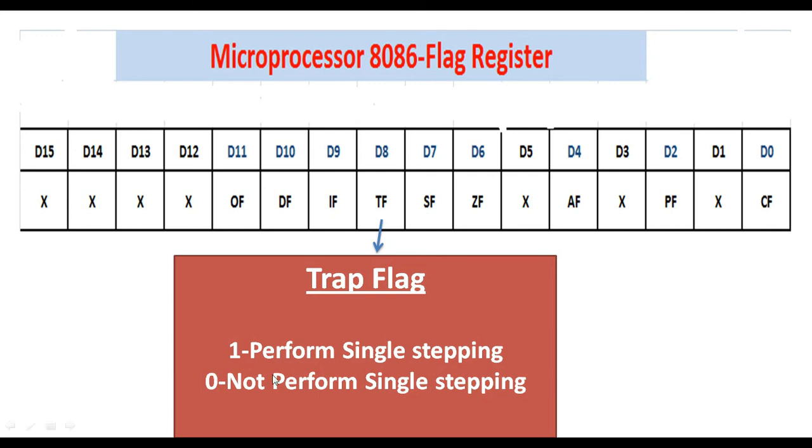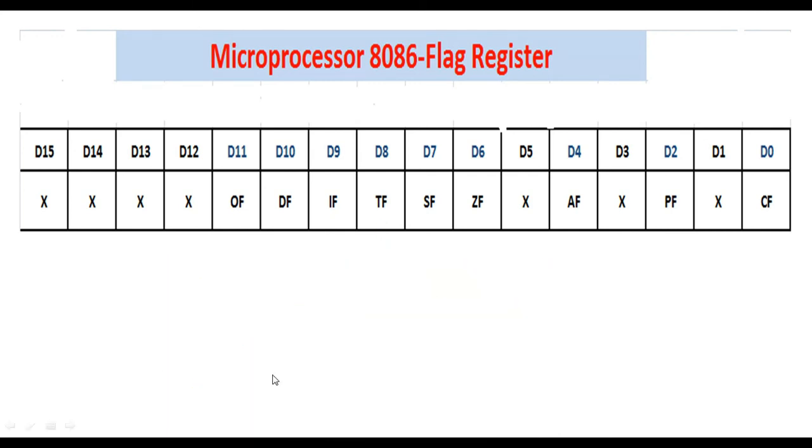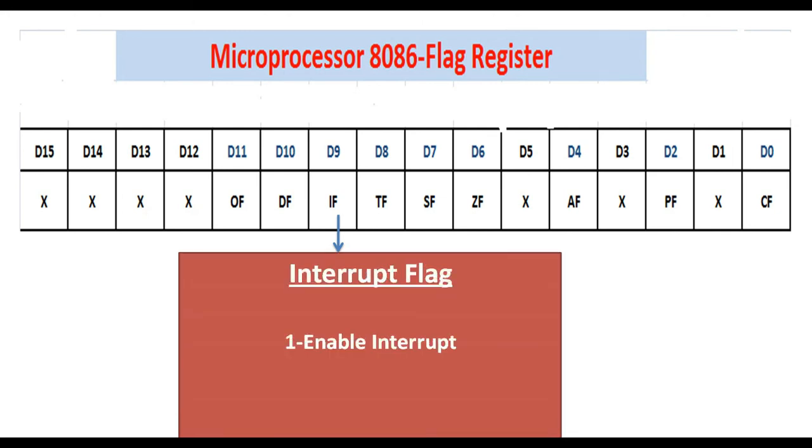Then next is the interrupt flag in the control flags. The interrupt flag affects only the INTR signal of the 8086 microprocessor. It is an interrupt enable or disable flag that is used to allow or prohibit the interruption of a program, and it is set to 1 for the interrupt enable condition and set to 0 for the interrupt disable condition.